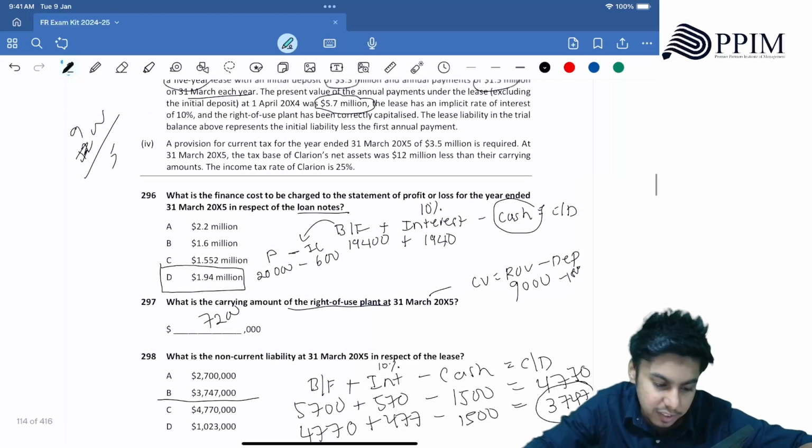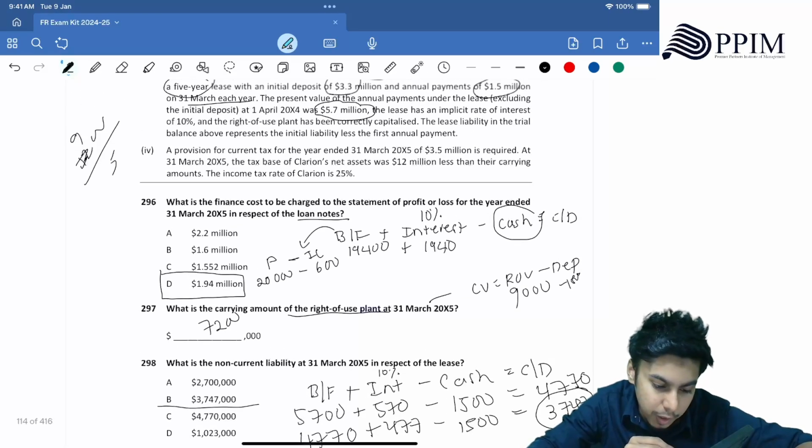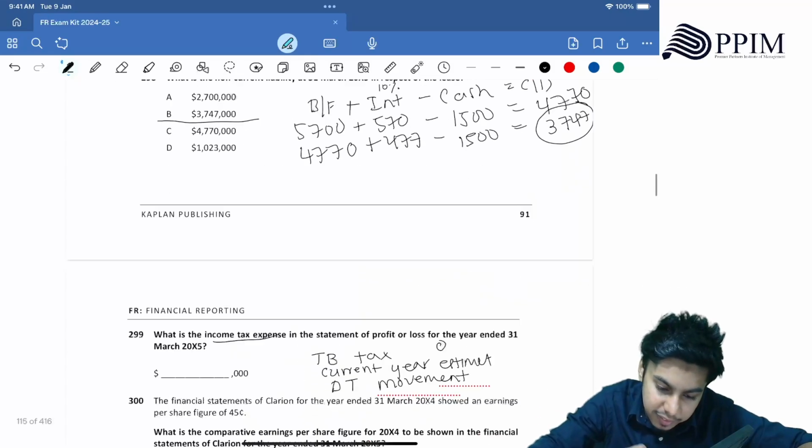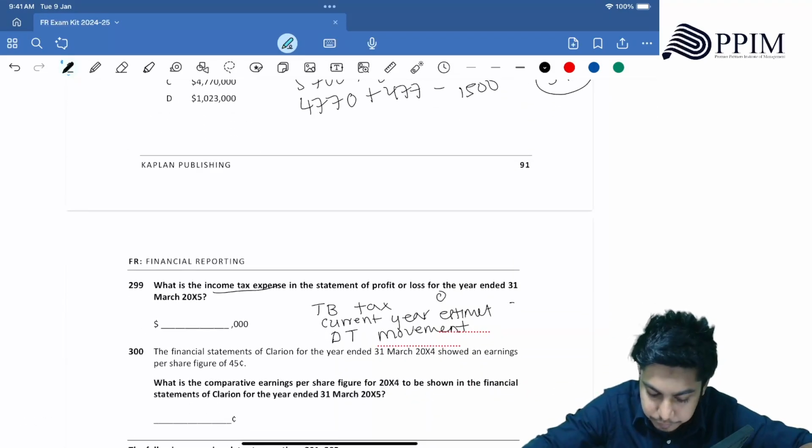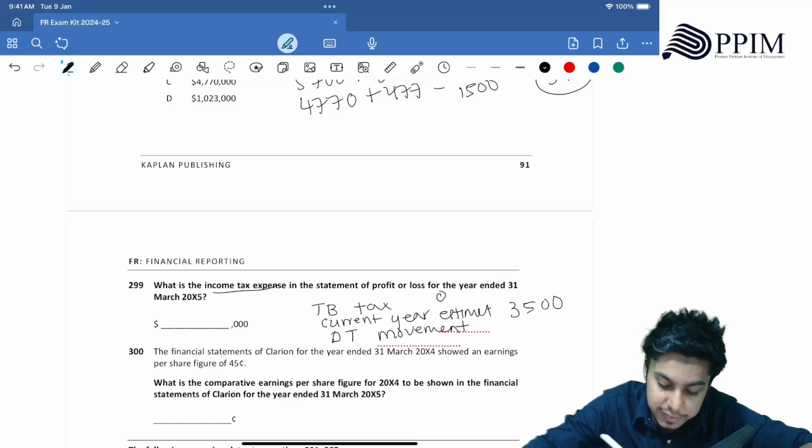Read the paragraph and see what's the current year estimate. A provision for current year is required at 3.5 million. Mark it over here. 3.5 million. Done. Now, guys, what do we need?